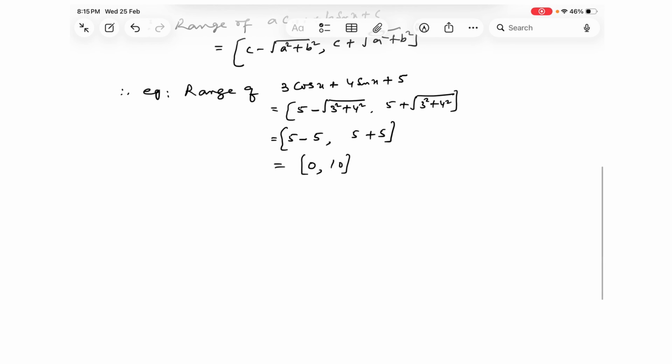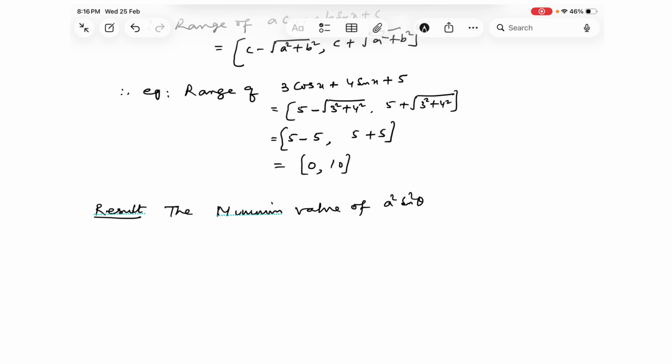Now the next point here is a very important result actually. The minimum value of a square sin square theta plus b square cosecant square theta is 2ab.